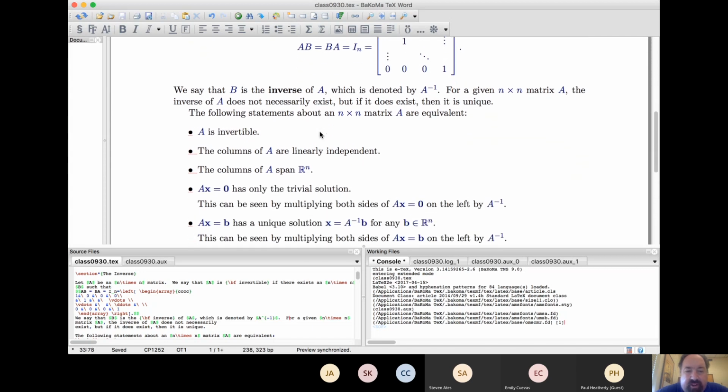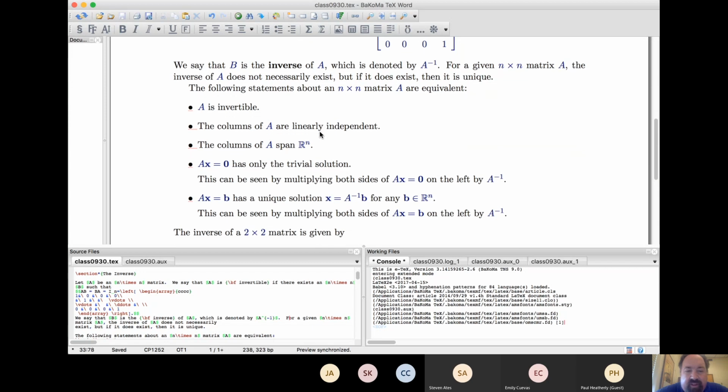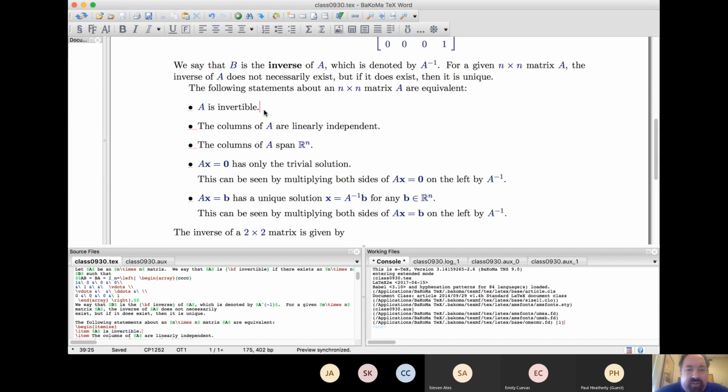Okay. So here are some properties of the inverse that relate to systems of linear equations that we've been seeing all semester long. If a matrix A is invertible, if it has an inverse, then all of these statements are true. The columns are linearly independent. They span the whole space, Rn. Ax equals 0 means x equals 0. And Ax equals b has a unique solution. So there's none of this case of having an inconsistent system or infinitely many solutions. There's always a unique solution.